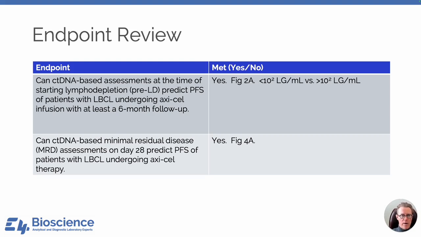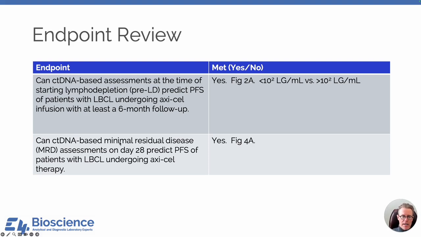Which brings us to endpoint review. Remember, there were two endpoints. The first: can ctDNA-based assessments at the time of starting lymphodepletion predict progression-free survival of patients with LBCL undergoing CAR-T therapy with at least a 6-month follow-up? The short answer is yes. And that was figure 2A, where we showed that patients were binned into those that have less than 100 lymphoma genomes per milliliter versus patients that have more than 100 lymphoma genomes per milliliter. If you have less than 100, it's quite predictive of what your PFS outcome is going to be.